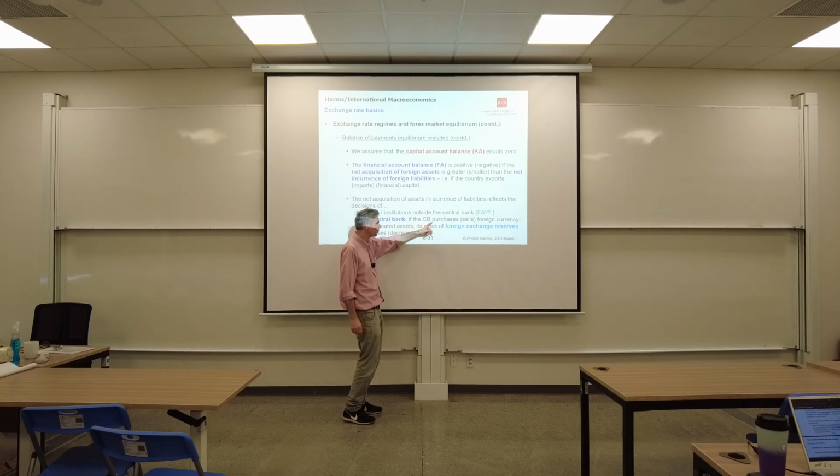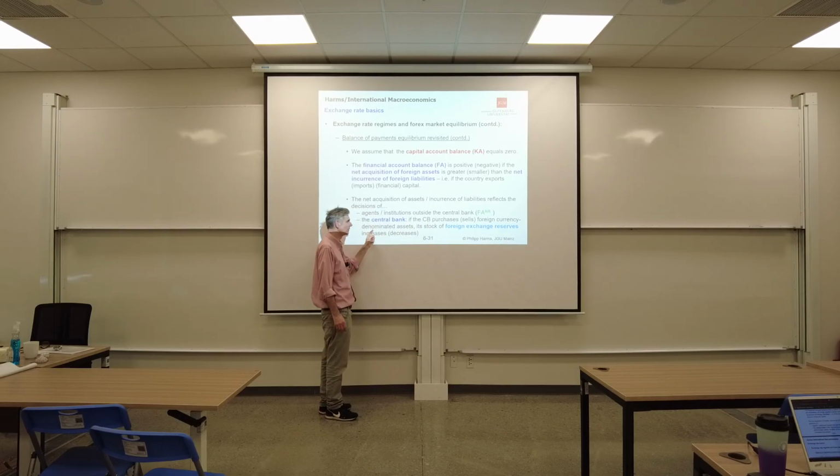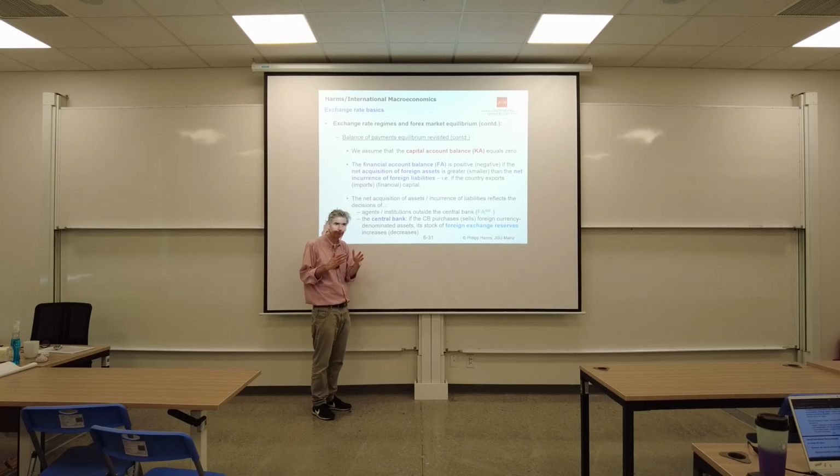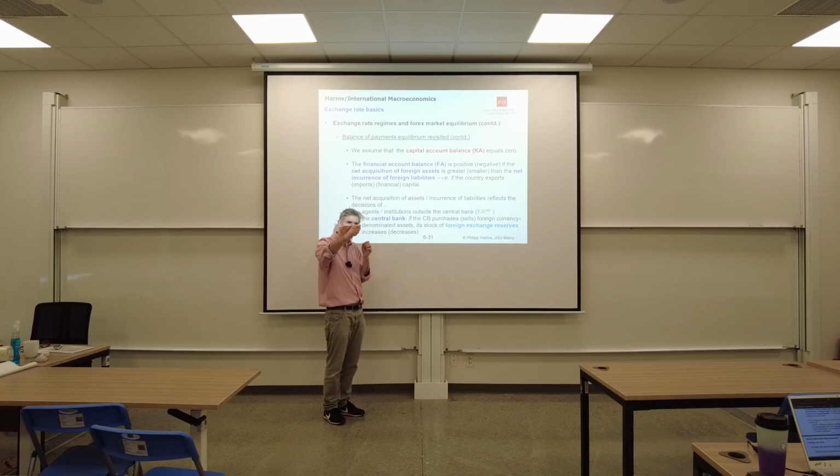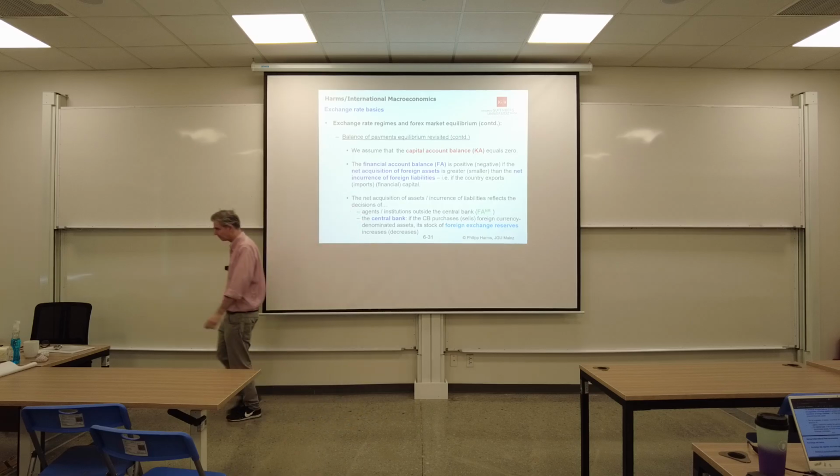So if the central bank purchases foreign currency denominated assets, its stock of foreign exchange reserves increases. So what the central bank essentially does by intervening in the foreign exchange market is it buys foreign assets. That's what the Swiss National Bank did in the 2010s. They bought euro area government bonds, big time, in euros, right? That's how they intervened. And of course, indirectly, they needed the euros to be able to buy those euro govies, as they call it.